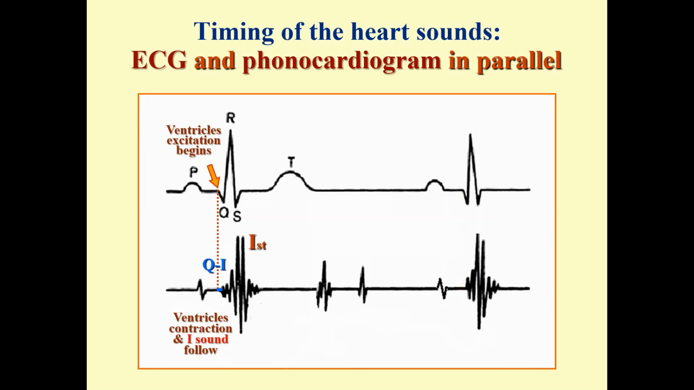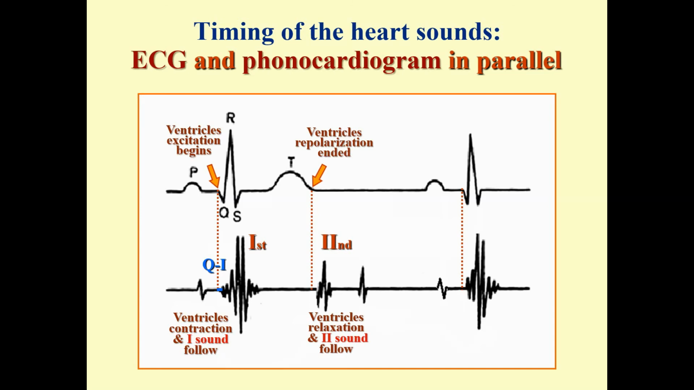Here this line just shows you again that similarly Q first sound appears in the next cycle. But let's come back to the second heart sound. This is the end of repolarization. So at this moment ventricles begin their relaxation approximately, and just slightly later relaxation brings the closure of semilunar valves. So between the end of T and second heart sound also there is a little interval, a few hundredths of a second.